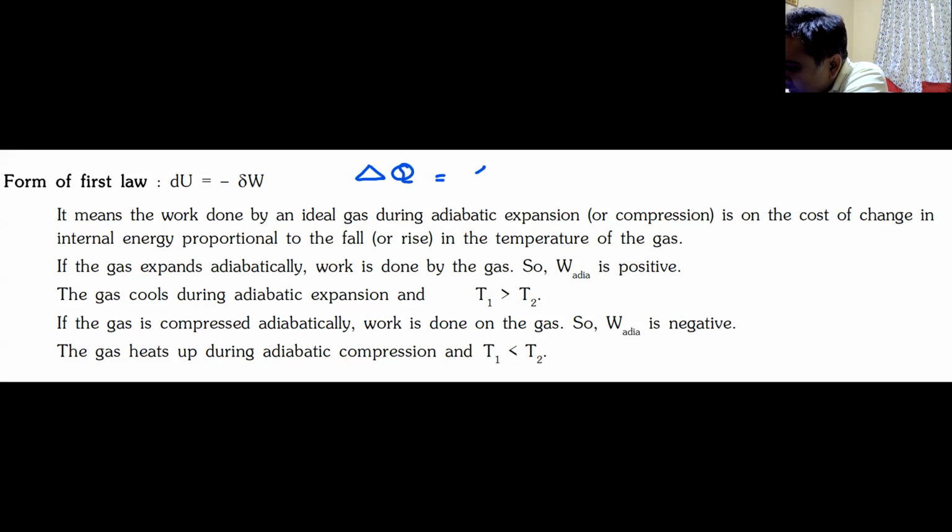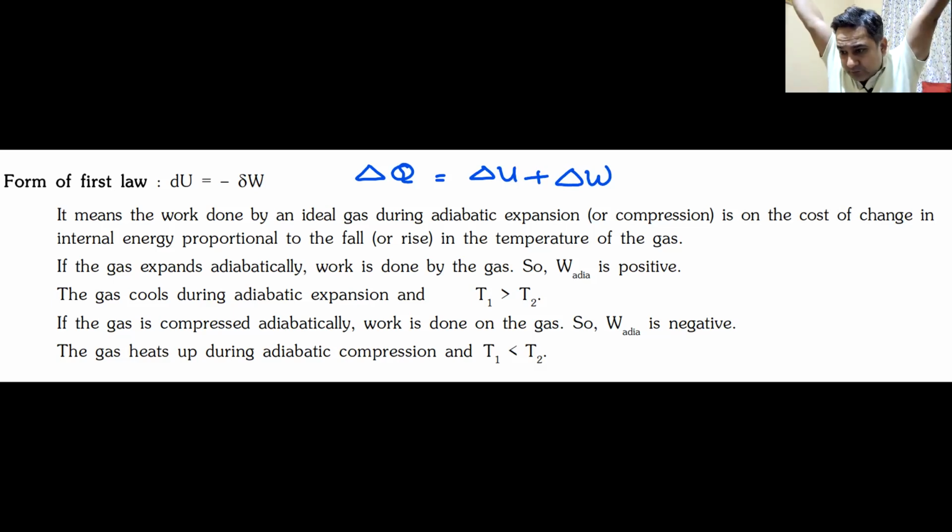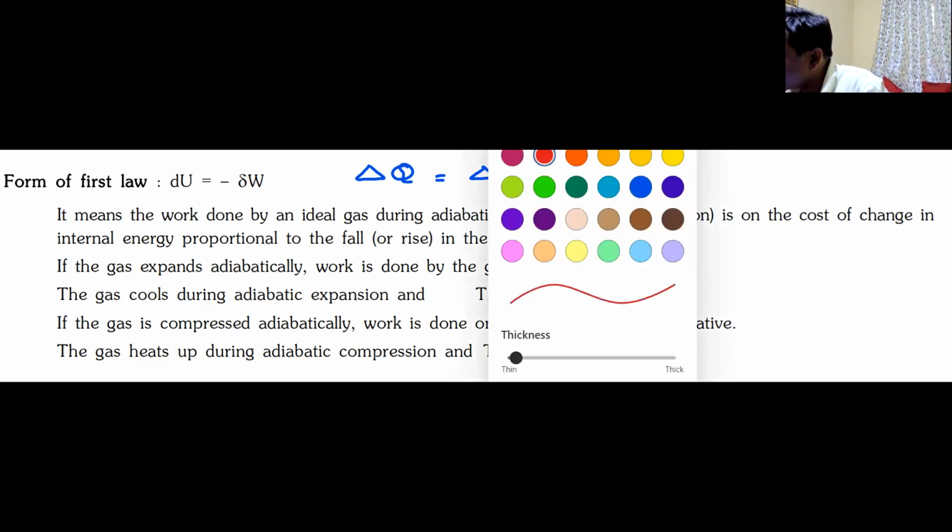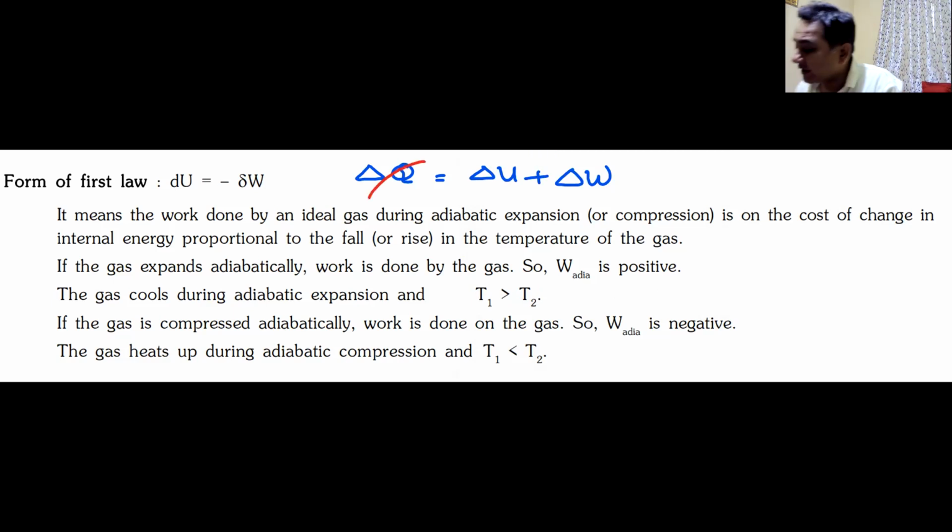Delta Q is equal to delta U plus delta W. Do we remember this first law of thermodynamics? I only see one hand. See, I have two hands. Now, the simplicity comes from this: in an adiabatic process, delta Q is 0.